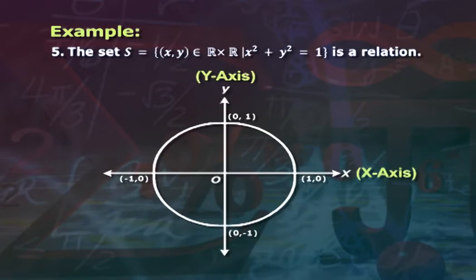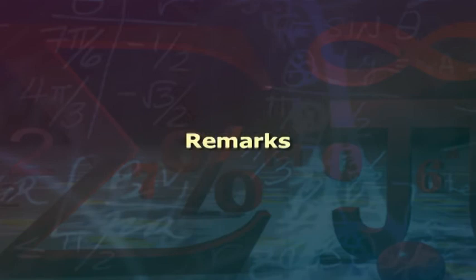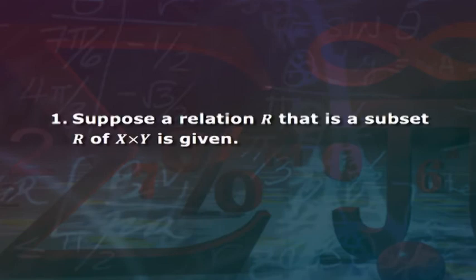And 5. The set S equal to {(x, y) in R² such that x square plus y square equals 1} is a relation. Now, I will make some remarks on this. 1. Suppose a relation R, that is a subset R of X cross Y, is given.